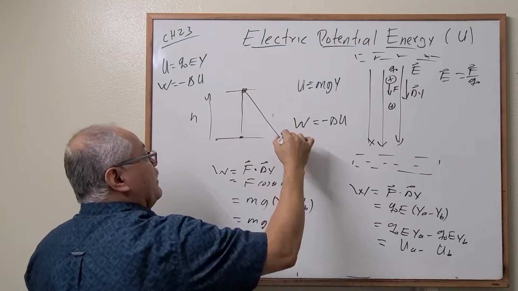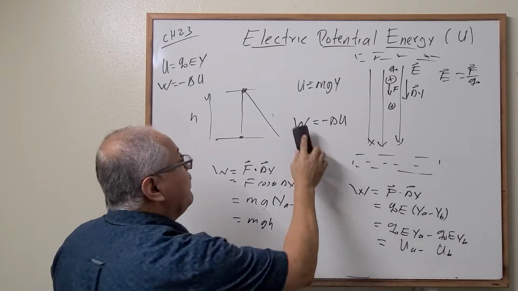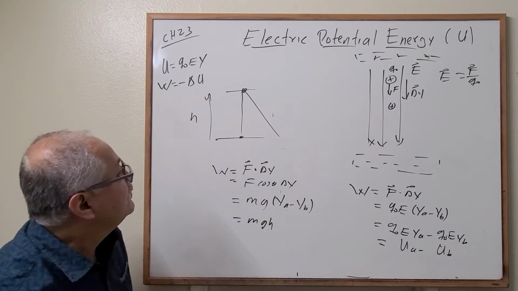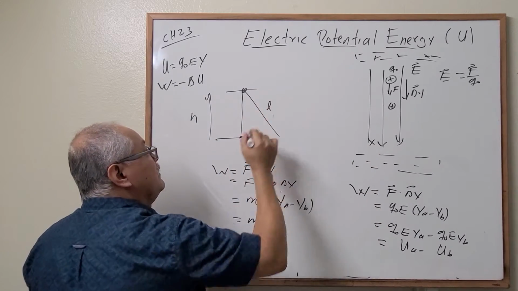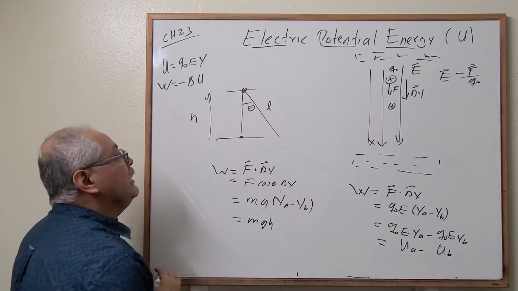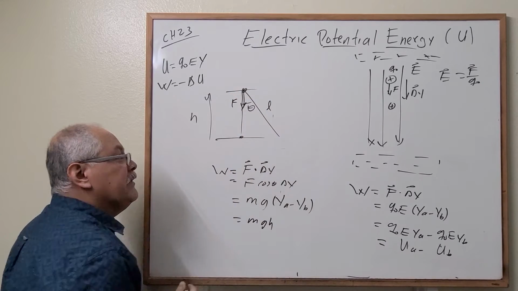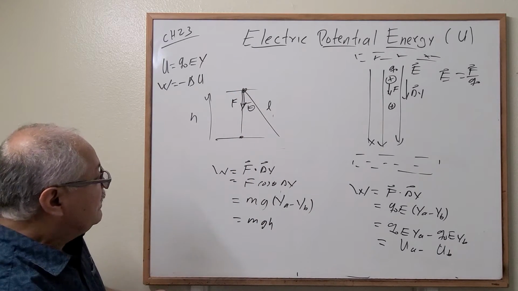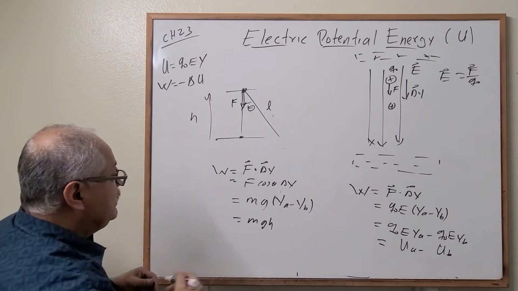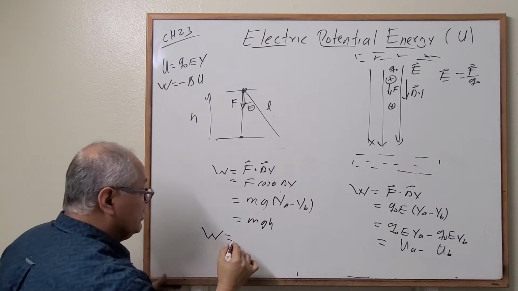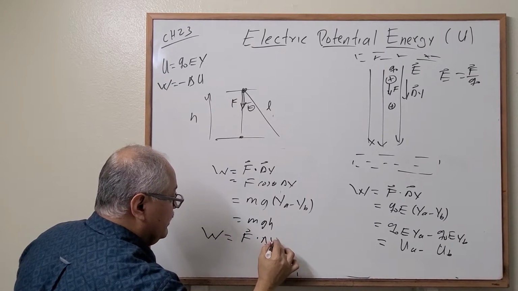Now let's go to this path. Let's see what happens when the particle moves through this path. Now the length of this path is going to be L. Of course, we have this angle theta. So the particle is always acted on by this gravitational force, correct?